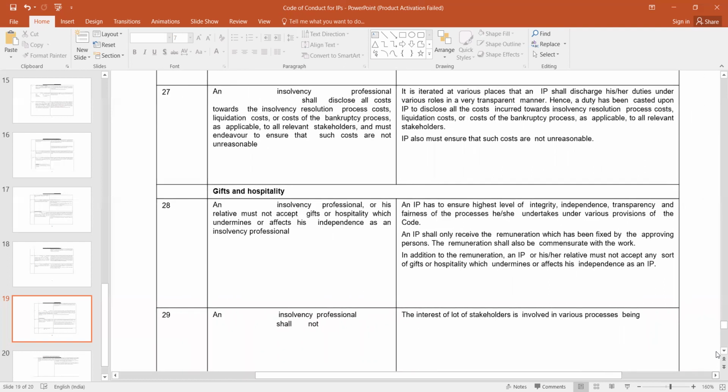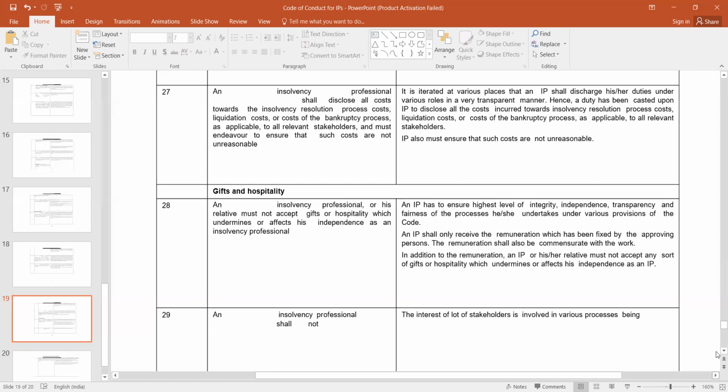NIP has to ensure highest levels of integrity, independence, transparency and fairness of the processes he or she undertakes. Even if a resolution applicant gives you a Diwali gift, under various provisions of the code, NIP shall only receive the remuneration which has been fixed by the approving persons. The remuneration shall also be commensurate with the work. In addition to the remuneration, NIP or his relative must not accept any sort of gifts or hospitality which undermines or affects his independence as an IP.